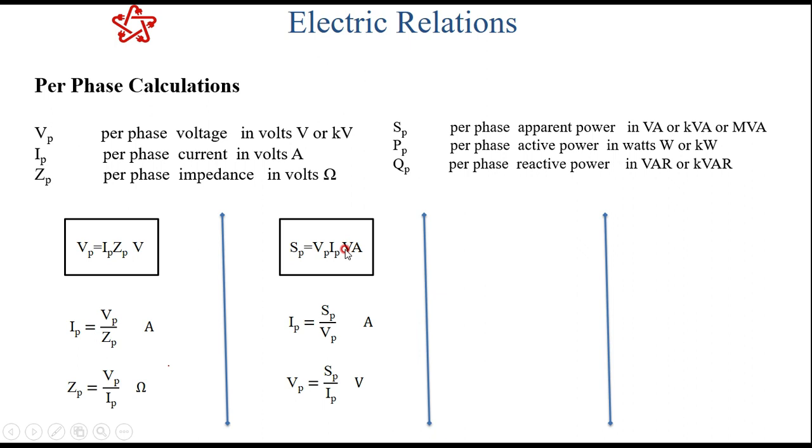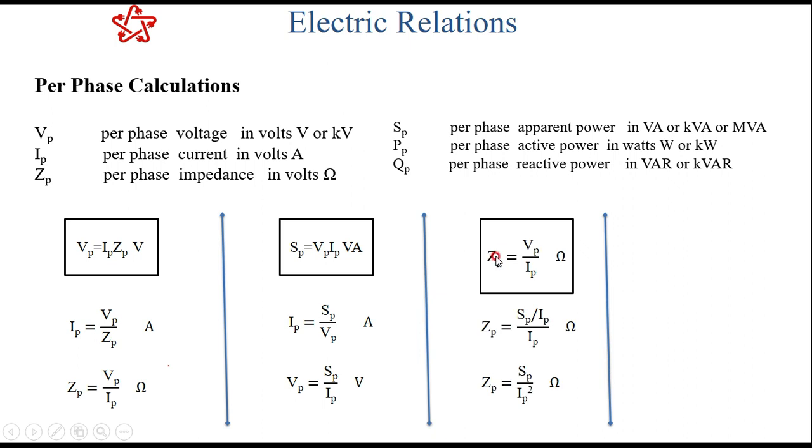Once again I am taking the per-phase calculation. In this equation, suppose I am interested in IP, then it is SP by VP. Suppose I am interested in VP, then VP can be SP by IP. Then I will come back to the impedance formula. ZP is the ratio of VP by IP.